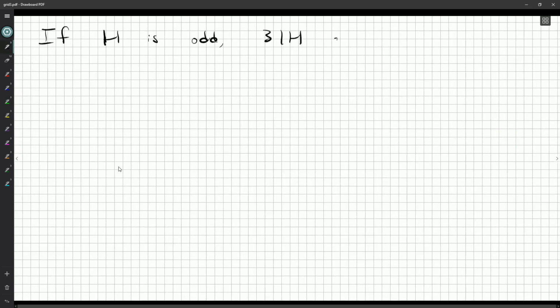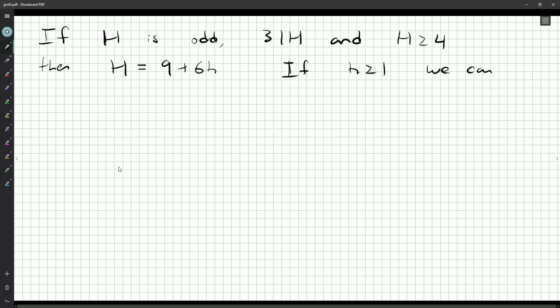I think then if H is odd, 3 divides H, and H is greater than or equal to 4, then H is equal to 9 plus 6 little h. And if little h is greater than or equal to 1, we can make an h by w, w also odd, greater than or equal to 4. And here's how we do that.